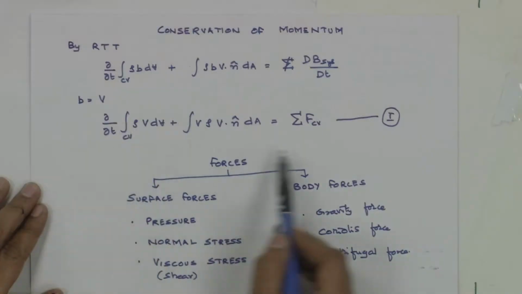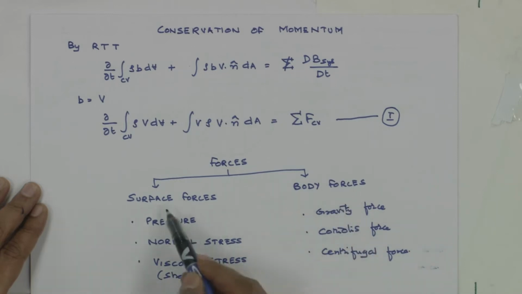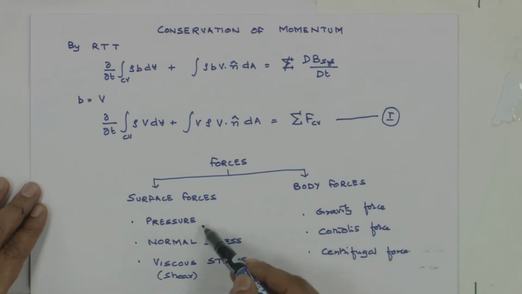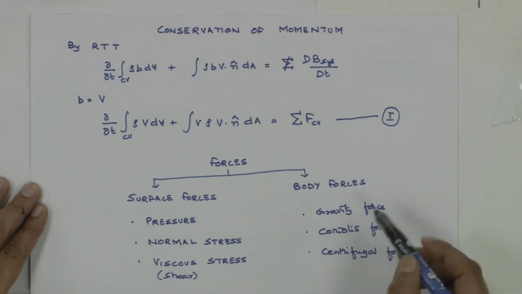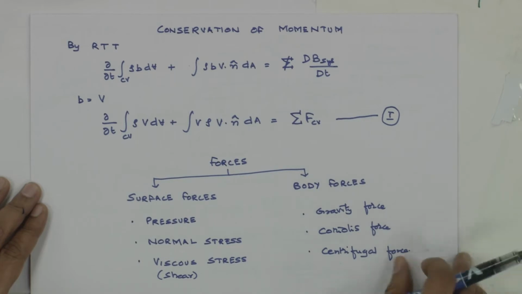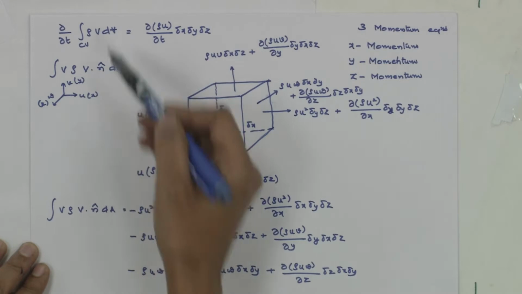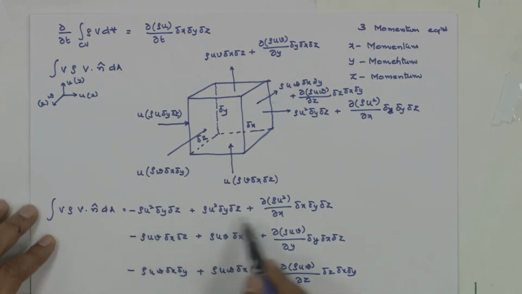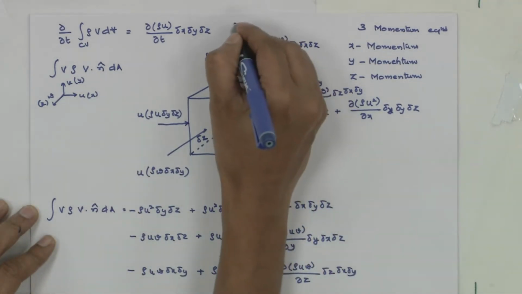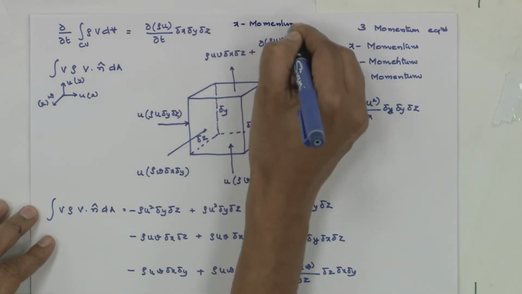In the last module, we were in the middle of the derivation of conservation of momentum. This was the Reynolds transport theorem application to the conservation of momentum, and there were two forces: surface forces and body forces. We said that there are pressure, normal and viscous stresses, and then gravity force, Coriolis force, and centrifugal force are a few of the body forces. Then we did the two terms of the left hand side and we had arrived here, and remember, we are deriving the x momentum equation.